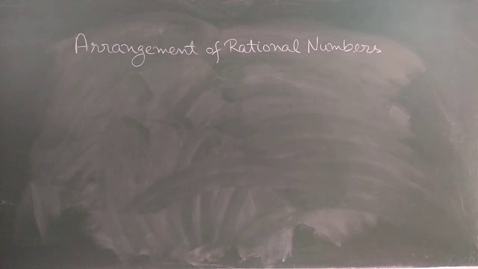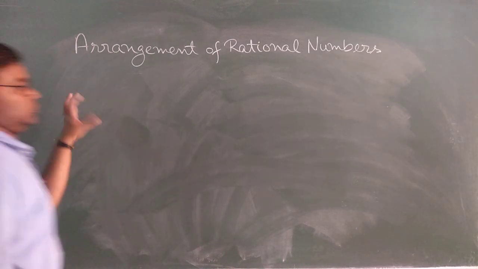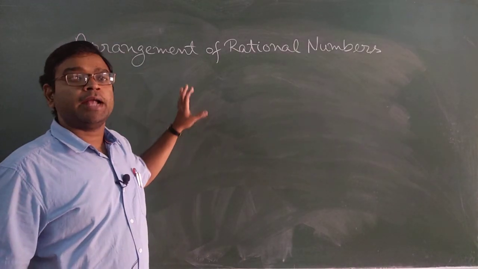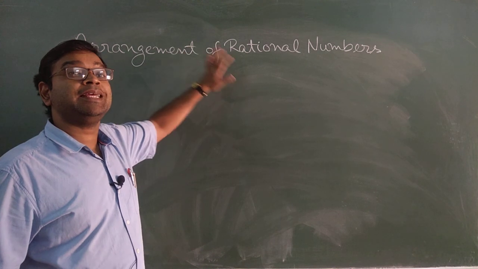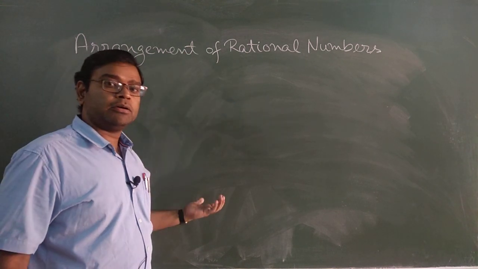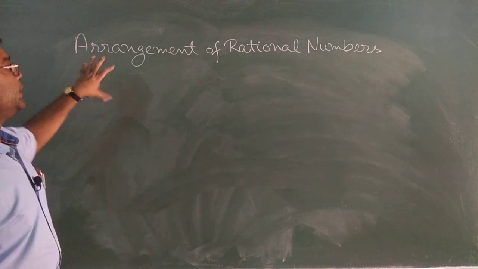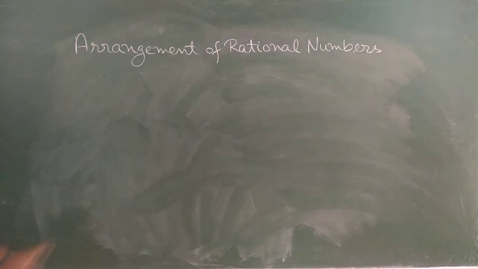Hello students, in this video we are going to discuss how we arrange rational numbers. That's why I give the heading arrangement of rational numbers. If two or more, basically more than two rational numbers are given to you, and the question asks you to arrange them either in ascending order or descending order, how do you arrange them? It's very easy.